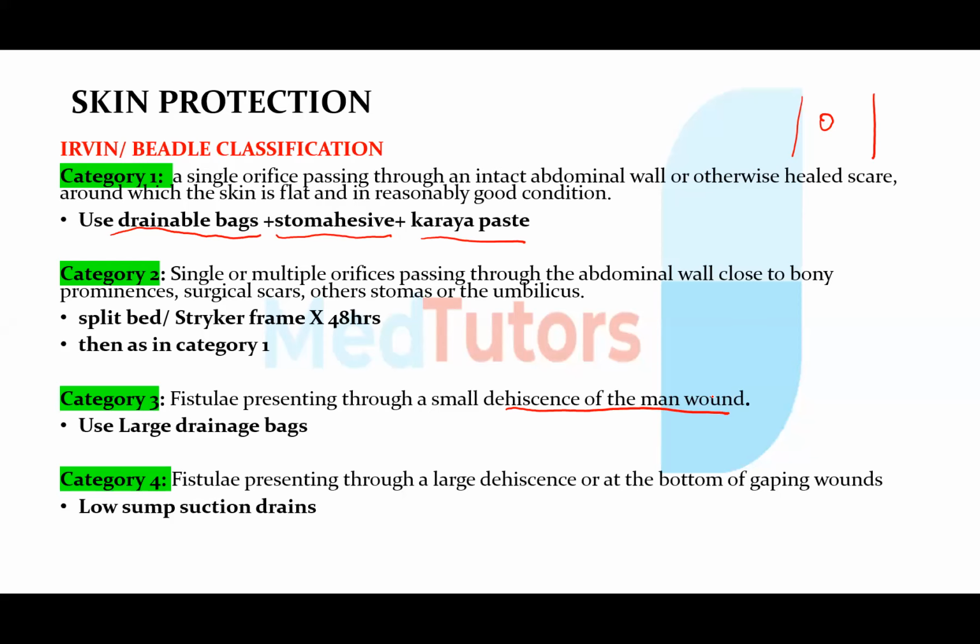So here you use a large drainable bag that will cover the stoma as well as the surrounding skin. In category 4, the fistula is coming through a large dehiscence or at the bottom of a gaping wound. Here, most appropriately, you use a low sump suction drain. Now, I'll demonstrate that to you.